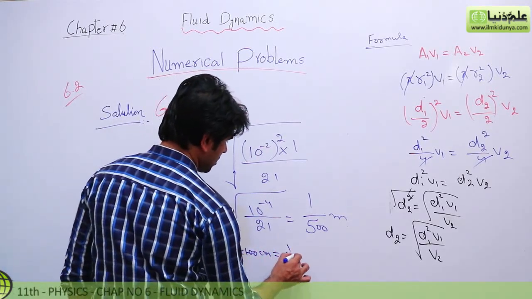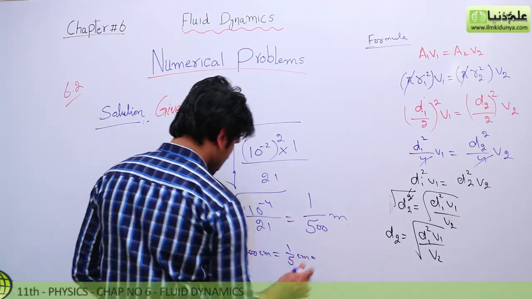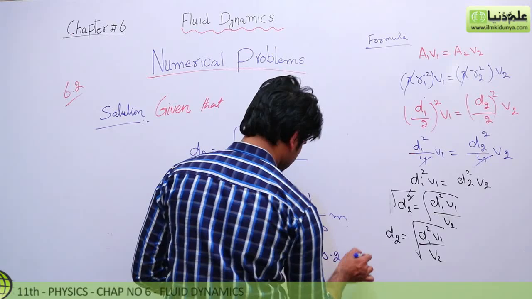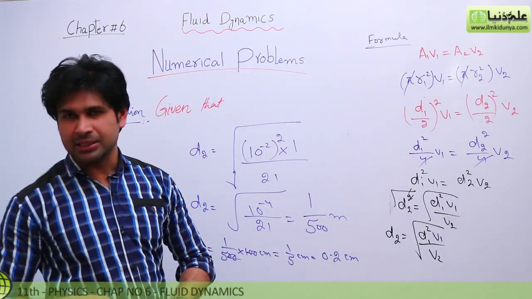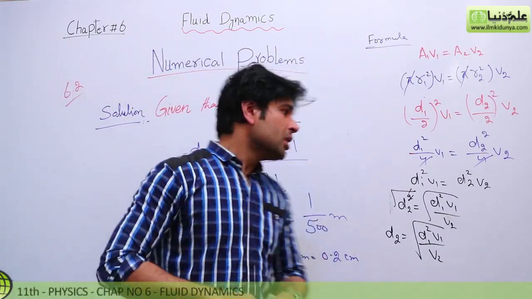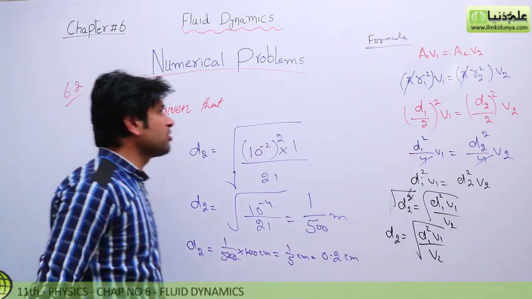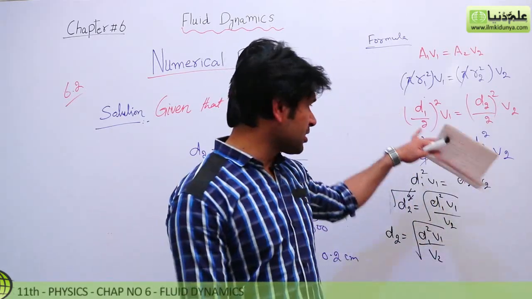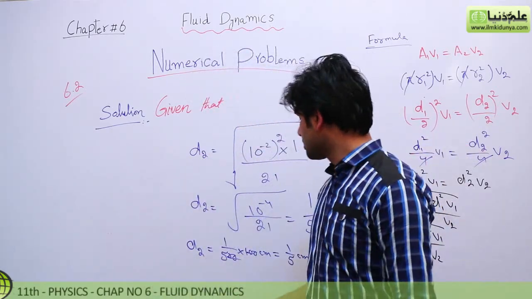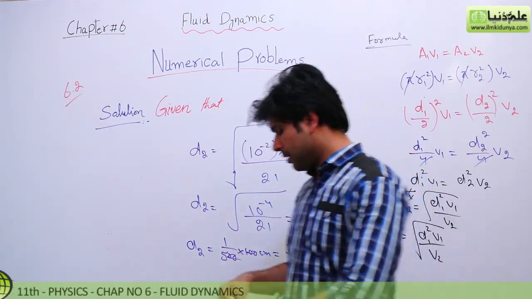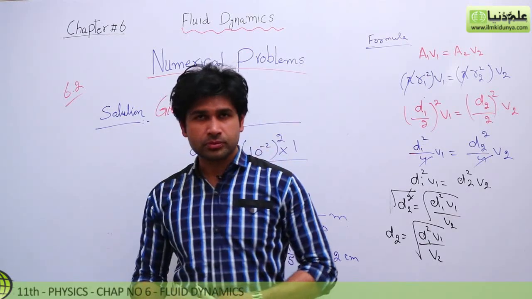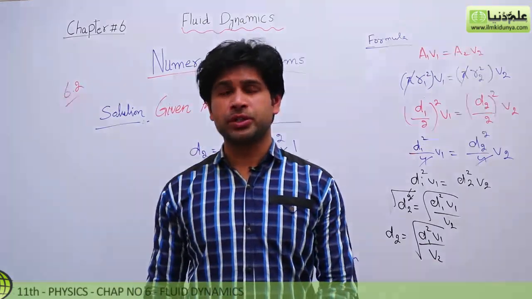Now this should be 0.2 centimeter. So students, this is the right answer, which is also in your textbook. How can we solve this numerical problem? We use the equation of continuity, and by rearranging and solving the numerical, we can find out the numerical value. So this is your 6.2.